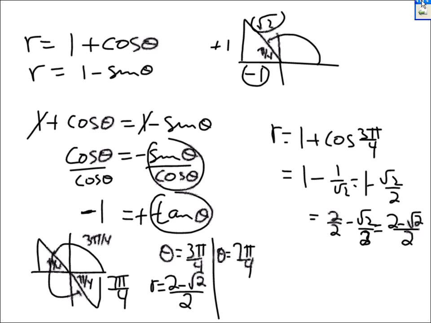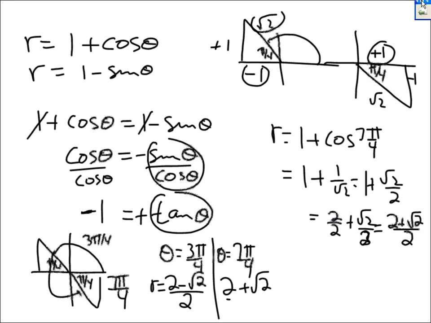Now, it turns out that the cosine of 7 pi over 4, that puts me in quadrant 4, this reference angle is also pi over 4. 1, 1, square root of 2, positive, negative. The cosine is positive 1 over square root of 2. So it just becomes plus. 2 plus square root of 2 over 2. Those are 2 points, r comma theta.